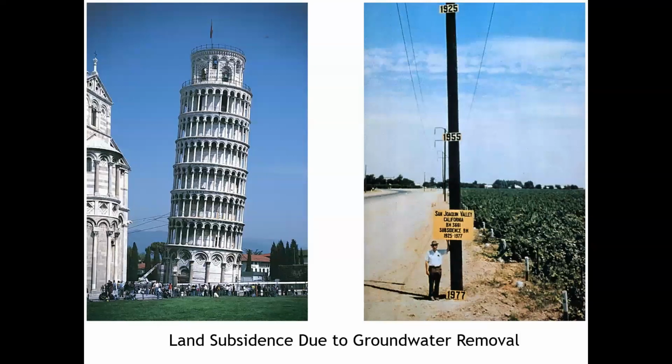Land subsidence due to removal of groundwater, well, land subsidence in general is what has caused, we think, the Leaning Tower of Pisa to lean over time, because the pore spaces under that corner of the tower have collapsed.